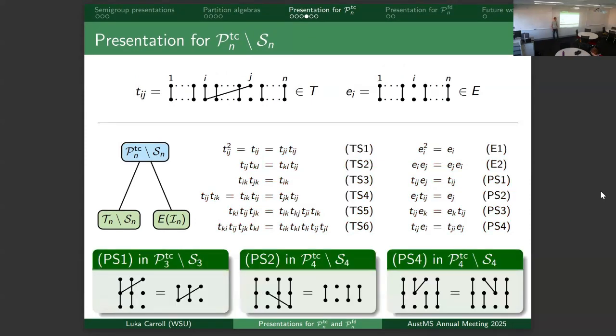Again, a few more examples. You may notice that these first two relations are in fact special cases of some of the general relations that I showed earlier for the full monoid. This last one though is a little bit more interesting. There isn't an obvious analog of that last relation in the presentation for the full monoid.